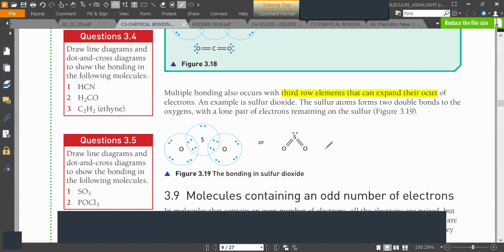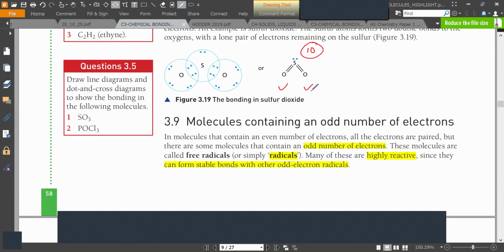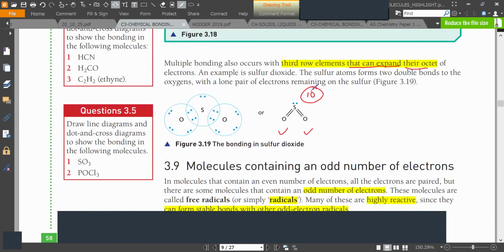Another example of the expanded octet is SO2, like this. Third row elements can expand their octet. Basically sulfur has 10 outer electrons. Is there a condition that allows the molecule to have this expanded octet? Yes, period 3 and above.